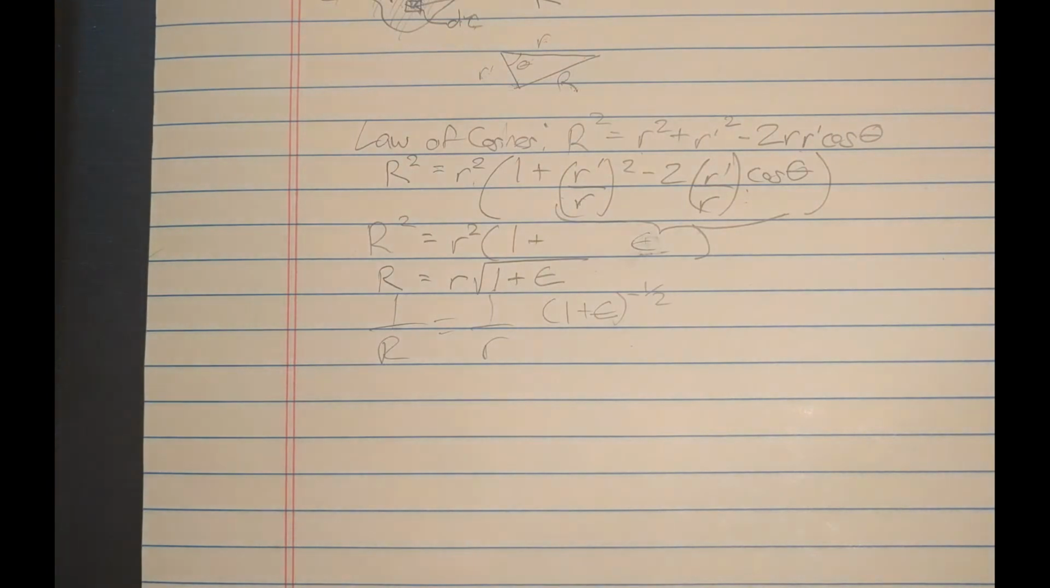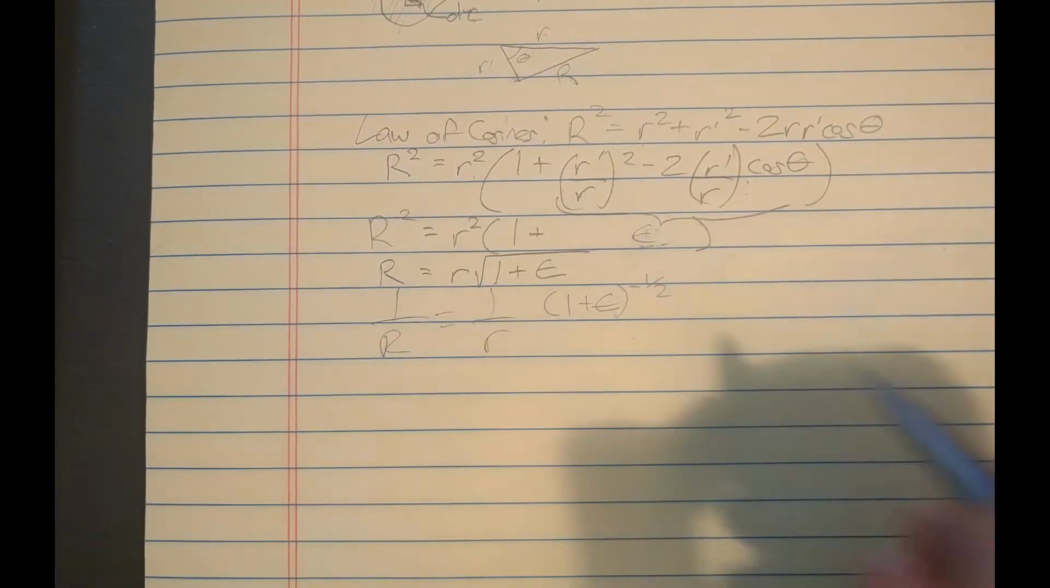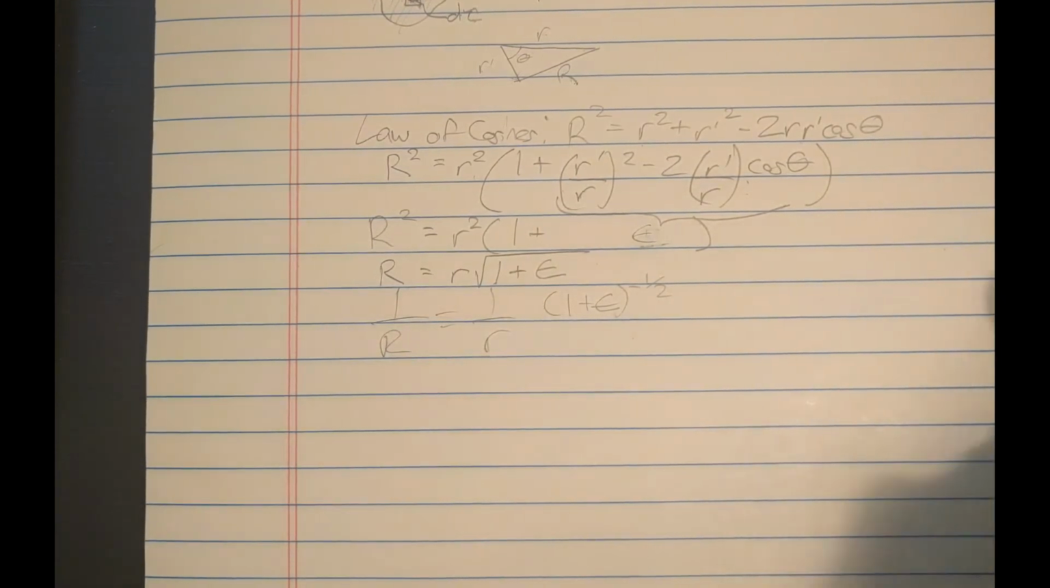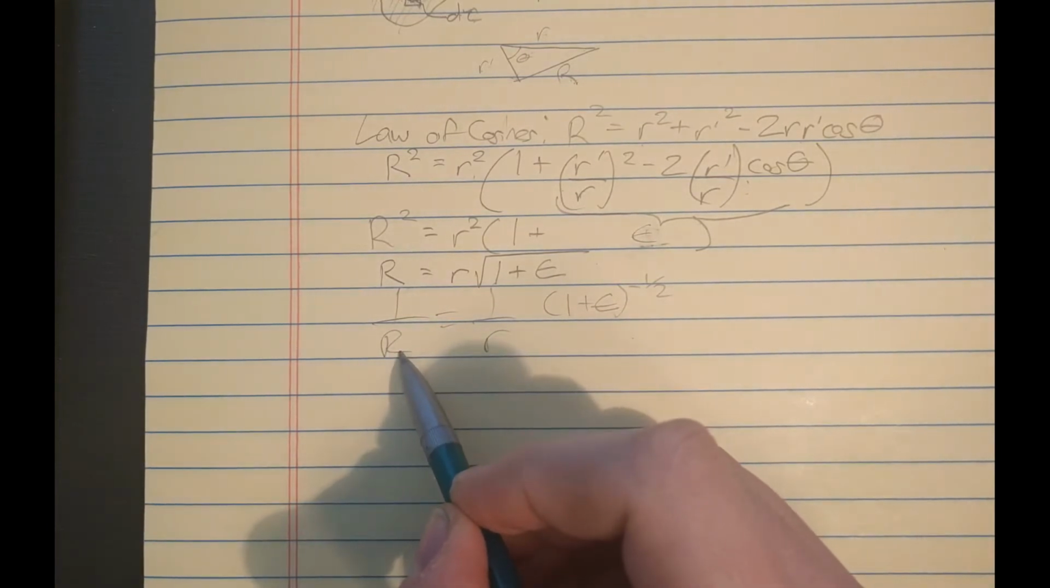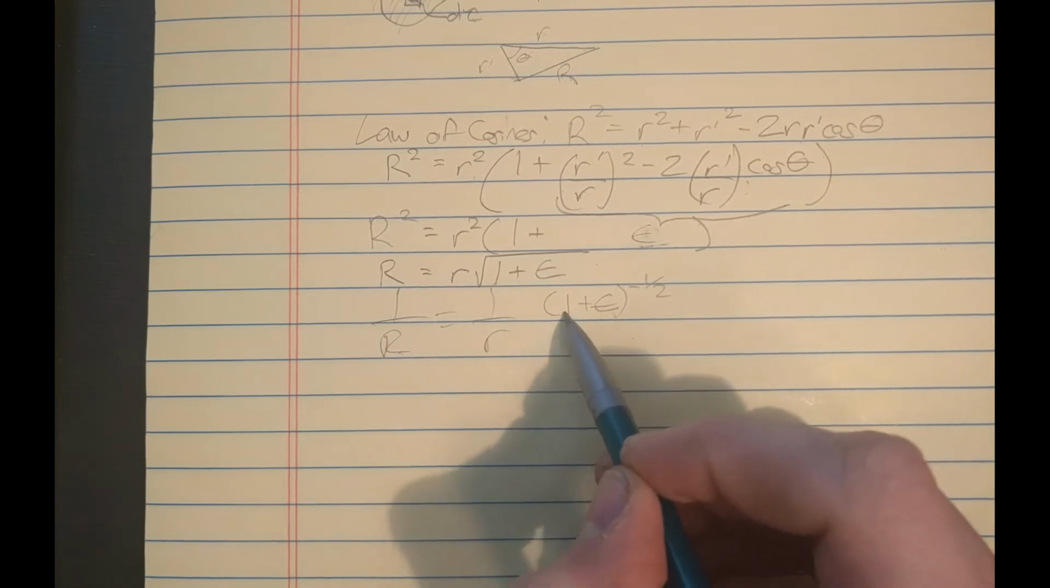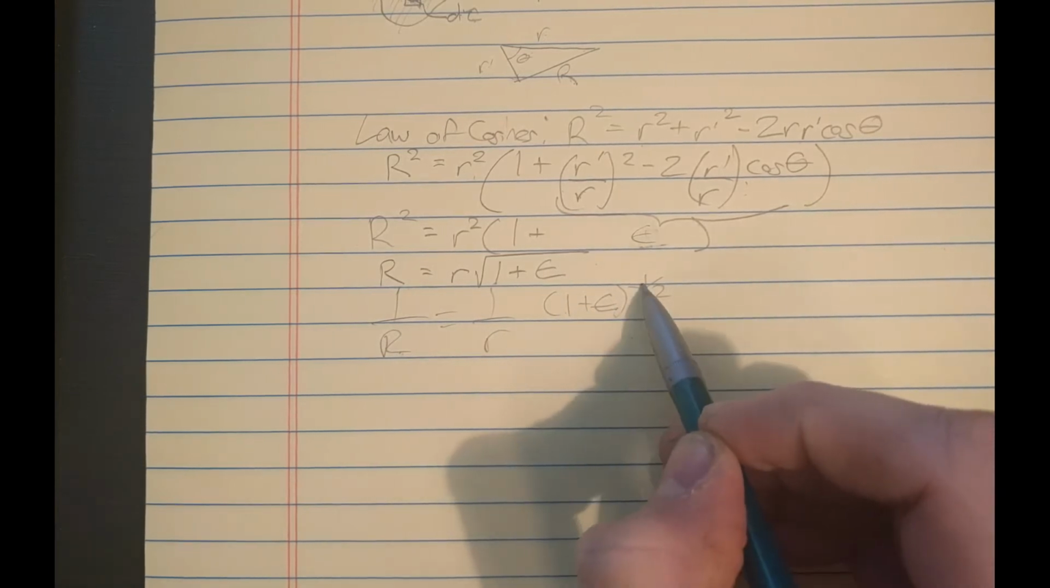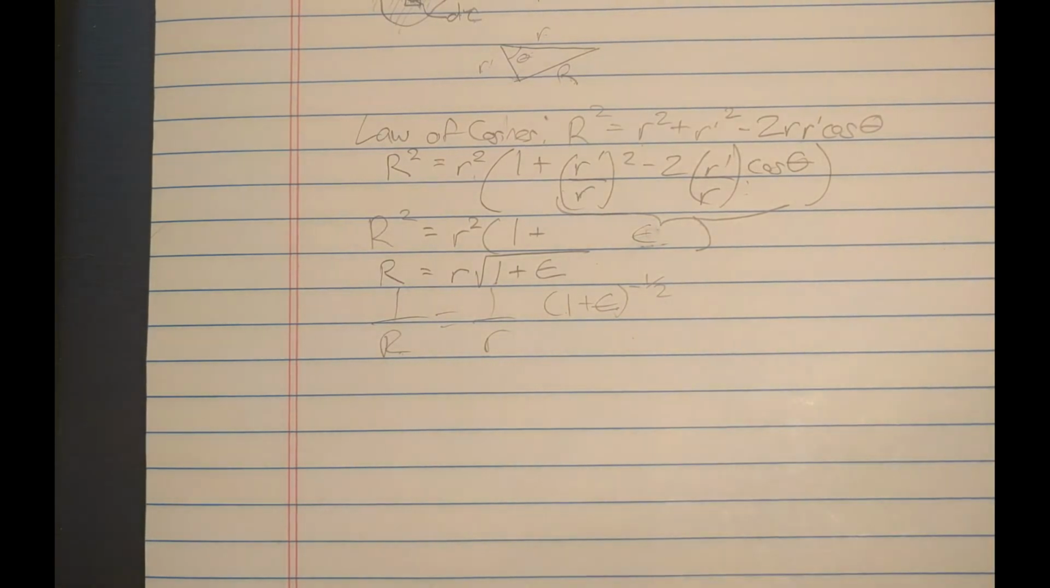Now what we're going to do here is something that is done all over the place in science and physics: we're going to expand in the Taylor series. So we're going to expand 1 over R, no, our function is going to be 1 plus epsilon to the negative half. We're going to expand that in a Taylor series. Sometimes this one's called the binomial series, but the more general term is the Taylor series.